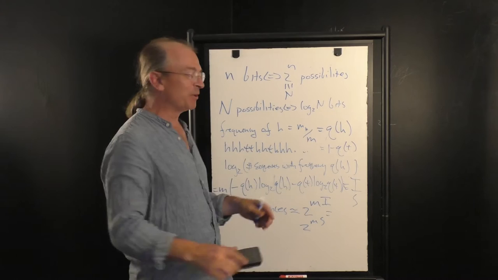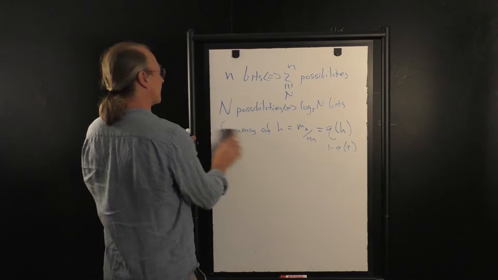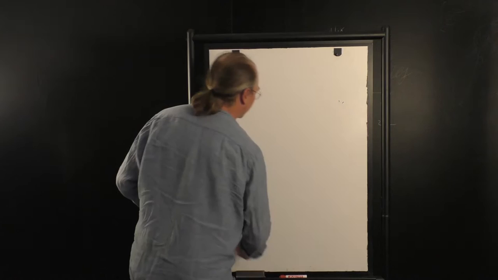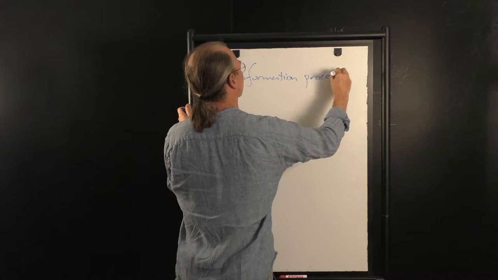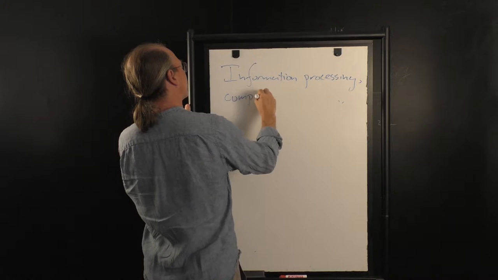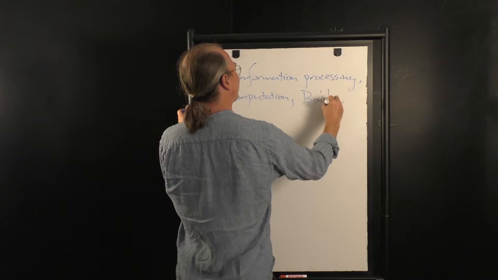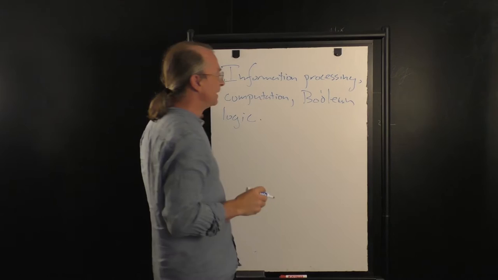But before we do this, let's talk about the relationship between information and computation. In other words, let's talk about information processing. This also goes under the name of computation, and it also goes under the name of Boolean logic. Boolean logic, what is Boolean logic?